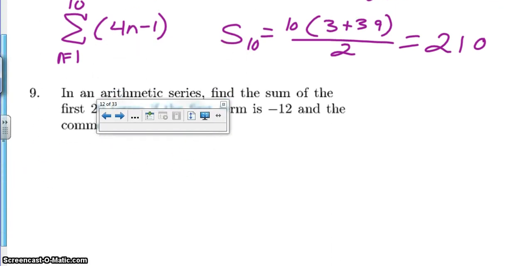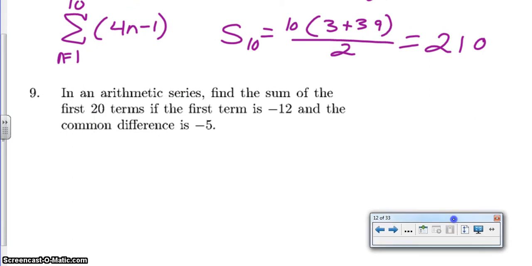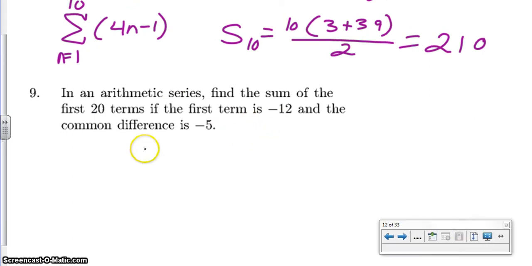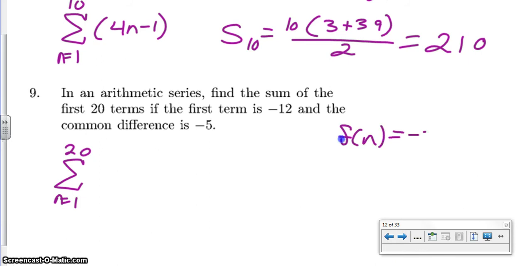Same thing, arithmetic series. Find the sum of the first 20 terms if the first term is negative 12 and the common difference is negative 5. All right, so let's take a look and let's say, okay, n is equal to 1. I have 20 terms. The first term is negative 12. All right, so the function of n is equal to negative 5 times n. I need to go in the opposite direction, so that's minus 7. Let's just make sure that's correct. Substitute 1 in here and get negative 12. So this is the correct related function.